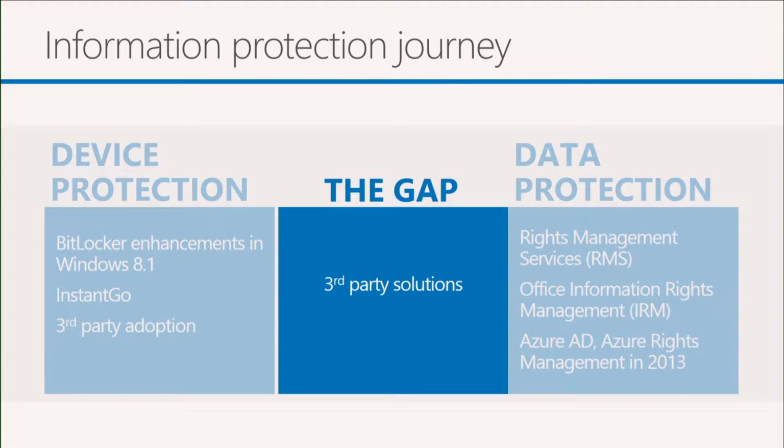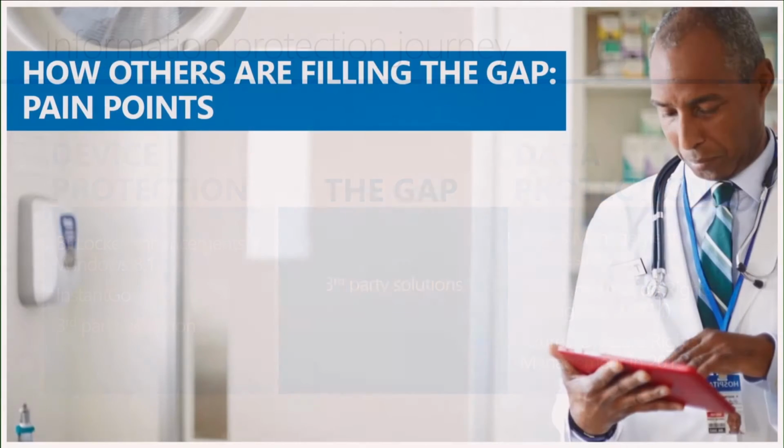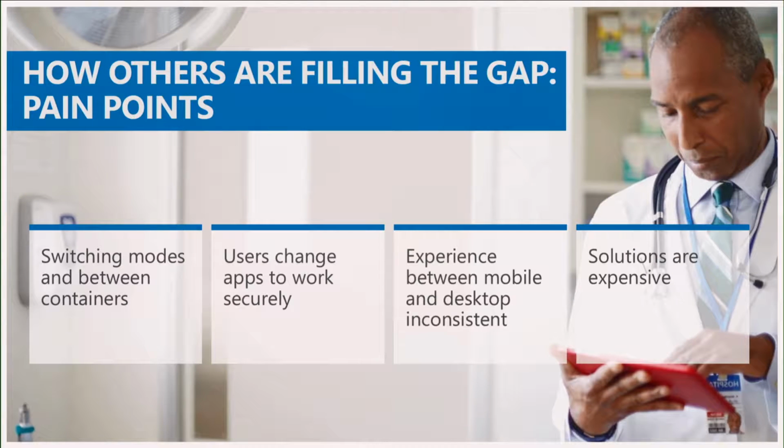We looked at third-party solutions when we were looking at our solution. What should we do? What did they do? How can we do better? A lot of those other solutions are on mobile device patterns. So they create a little container in which your apps and your work data have to live, and you jump in and out of this sandbox. Users have to change apps to actually do something securely. They have to use some email app or secure browser instead of the one that they really want to use. The experience between mobile and desktop is very different, and it can be quite jarring. And of course, you have to pay for these things.